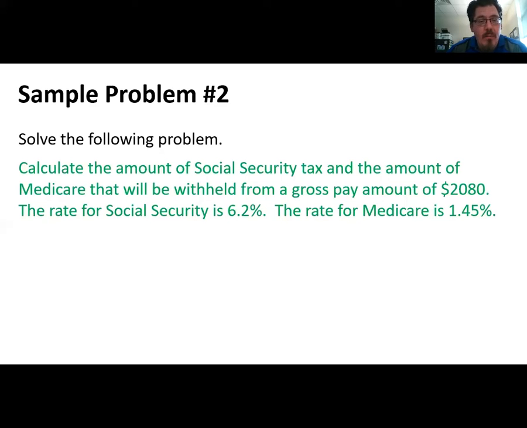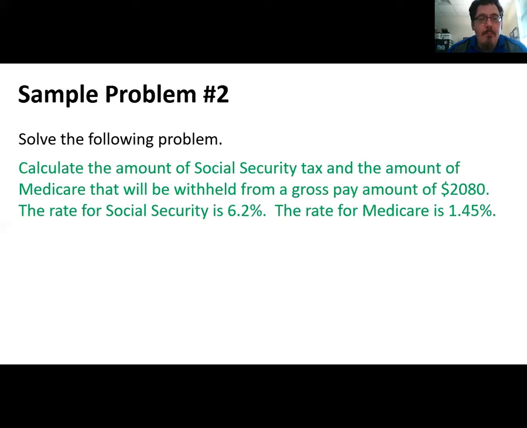What you need to know about this is the rate for Social Security is set by the federal government, and it's been pretty consistent and usually stays about the same from year to year. The rate for Social Security is 6.2%. So when they go to figure out how much Social Security they're going to take from your account, we're going to take 6.2% of your gross pay.